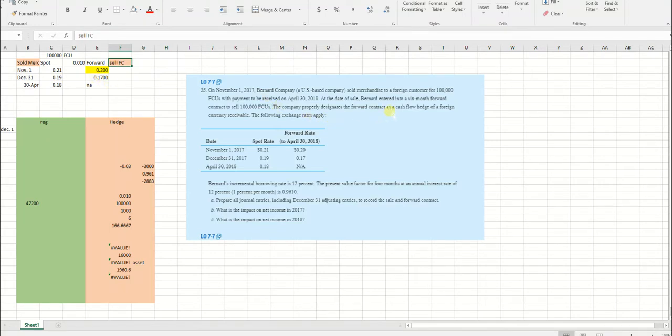They properly contracted as, designated as a cash flow hedge, which basically they're doing more long term, I guess, than short term. And a fair value hedge we'll do, I think, in 36. But anyway, the borrowing rate is 12%. And the present value factor for 4 months and an annual rate of interest 12% is 0.9610. Okay, so notice, we'll come to that in just a second.